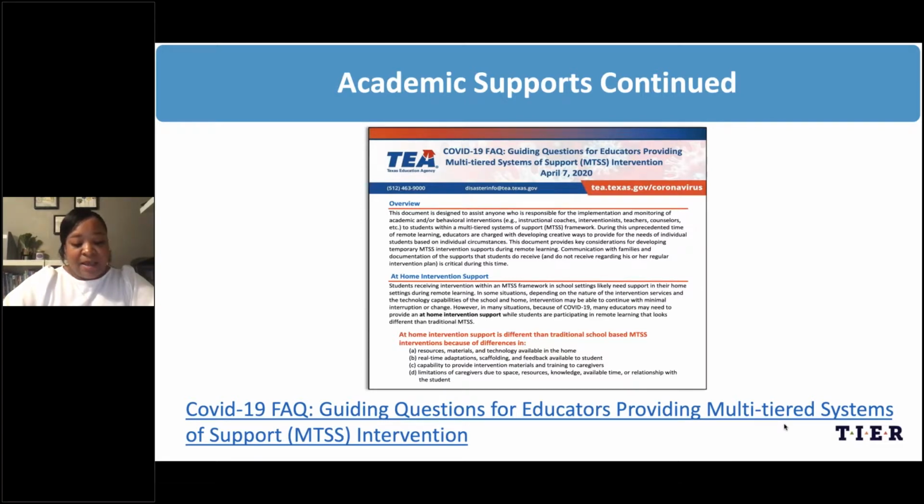The last resource I mentioned on the slide that discussed guided and independent practice. This is the COVID-19 FAQ document that can be found on the TEA website and is on guiding questions for educators providing multi-tiered systems of support intervention. The FAQ document also includes additional resources for academic and behavioral support, such as the difference between remote intervention support and traditional school-based MTSS interventions. I encourage you to download this resource as well for additional information.